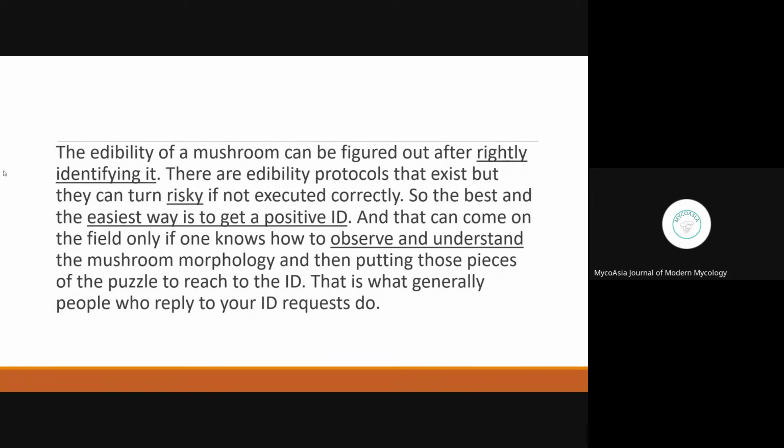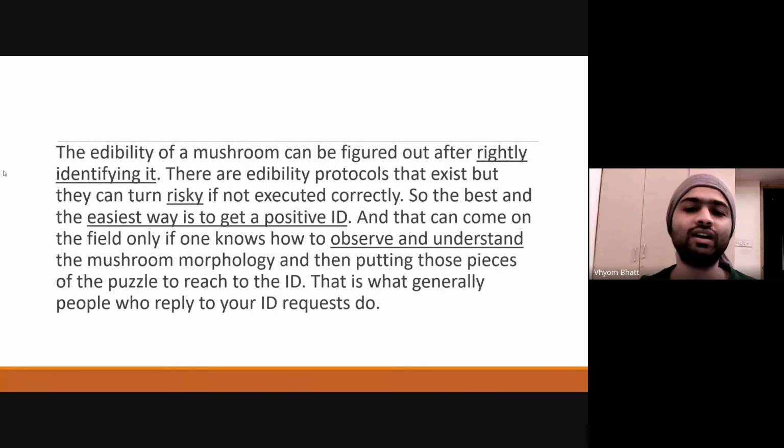The edibility of a mushroom can be figured out only after identifying it. There are edibility protocols that experts will do, but I will not talk about them today, because I don't want to be responsible for you going wrong in that protocol and doing something bad with your body. So the best and the easiest way is to get a positive ID. If you want to know about edibility protocols, we can take it up later after the call, personally, not on the call.